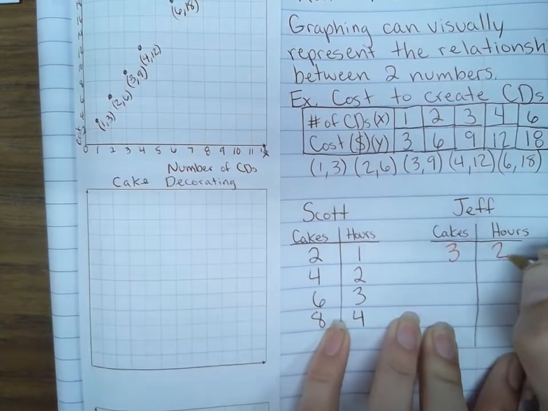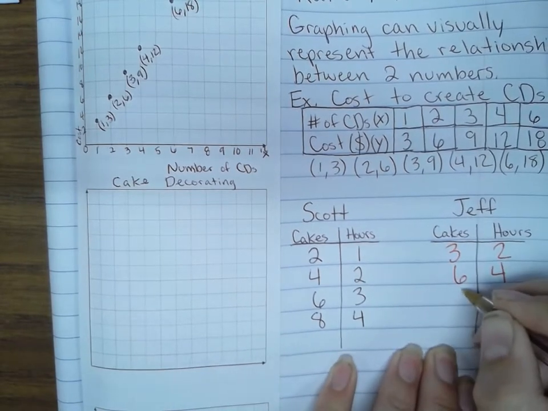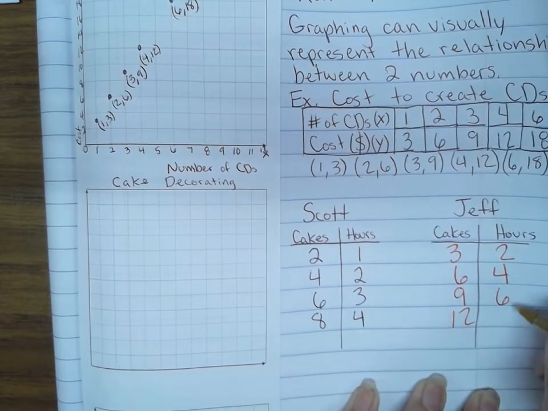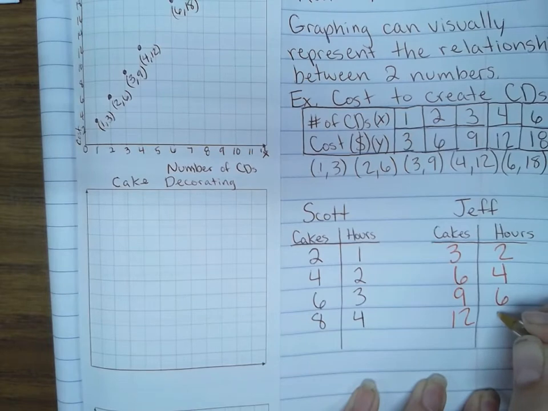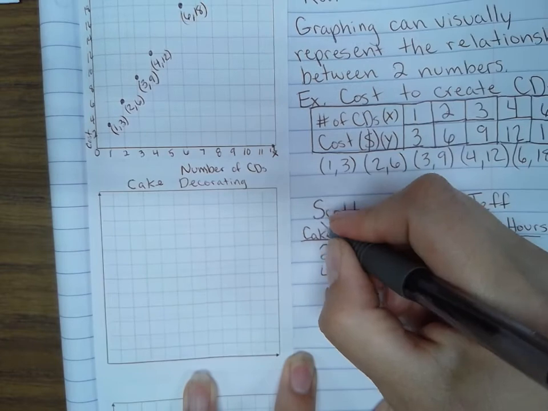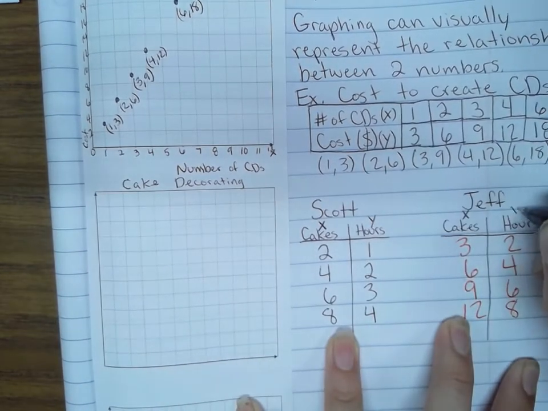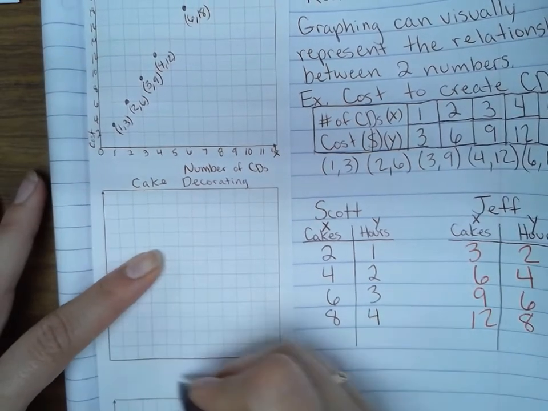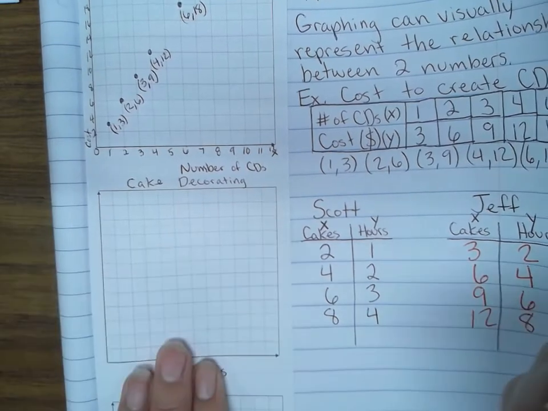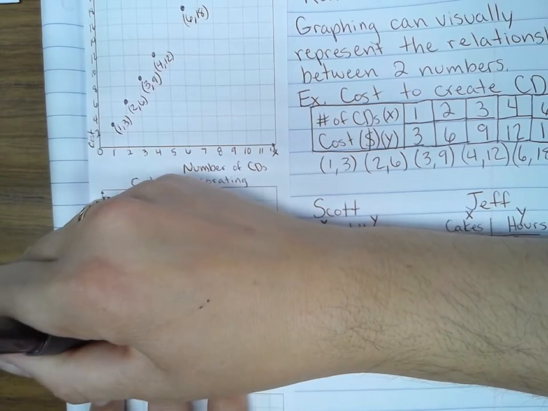3 cakes in 2 hours. So he could do 6 cakes in 4 hours. 9 cakes in 6 hours. And 12 cakes in 8 hours. So let's graph them over here. First of all, we have our x-axis and our y-axis. So on our x-axis, we're going to label that cakes. Our y-axis is going to be how many hours, because that's how our tables are set up.